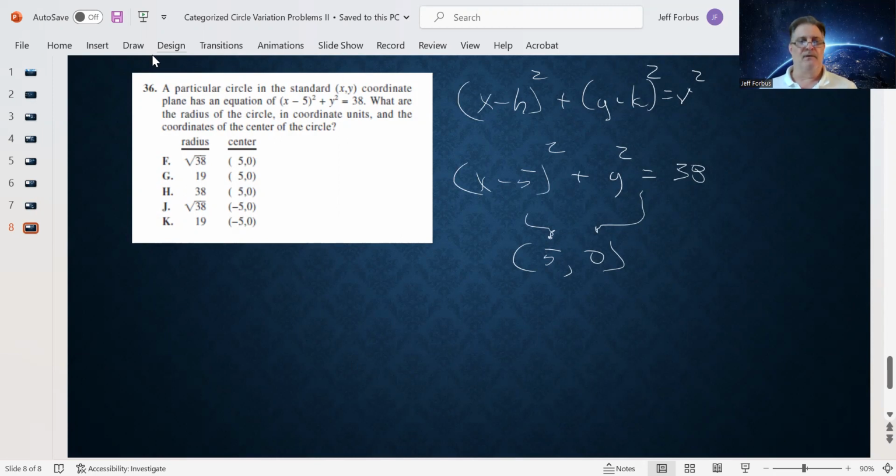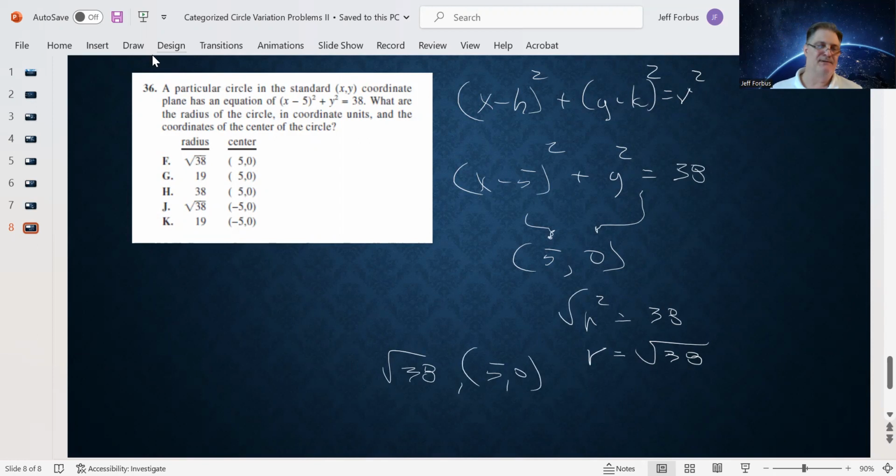Okay, now what are the radius of the circle in coordinate units and the coordinates of the center of the circle? So this 38 is the radius squared. So the square root of 38 is equal to the radius. Okay, so now we have the square root of 38 and 5, 0. And that's going to be answer choice F.